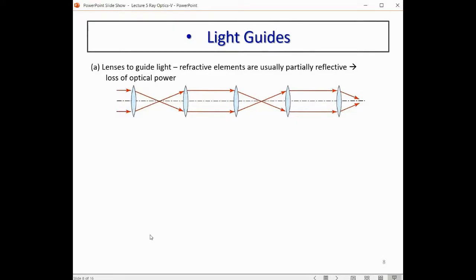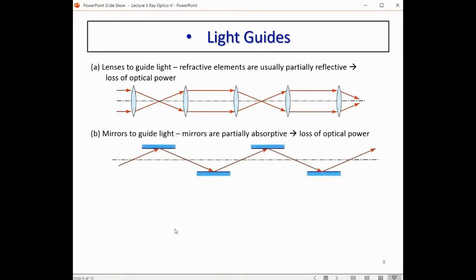To guide a ray from one point to another point, these are some of the light guides arrangement that can be used. Firstly, lenses can be used to guide light, as you can see from this diagram here. However, these refractive elements are usually partially reflective, and this will incur loss of optical power. Secondly, we can use mirrors to guide light, as you can see over here. However, mirrors incur loss of optical power too, because they are partially absorptive.